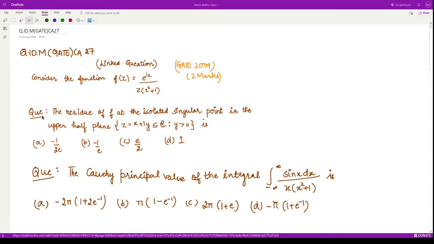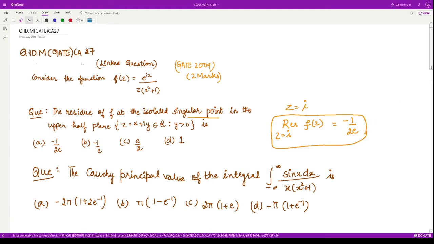So the first part of this linked question has been done in the previous video. So what was its answer? We evaluated the residue of the function f at the isolated singular point. The isolated singular point was z equal to iota, which was present in the upper half plane. The residue of this function f of z evaluated at z equal to iota was minus 1 upon 2e. This was from the previous video.